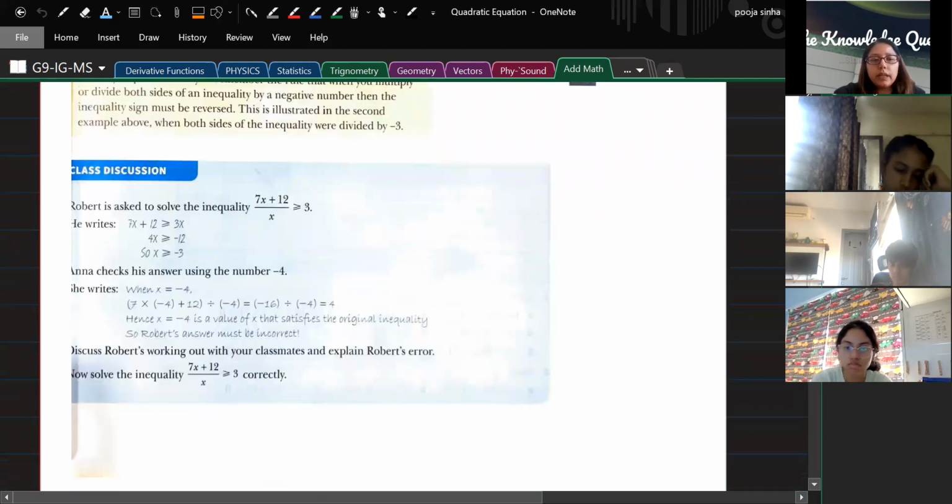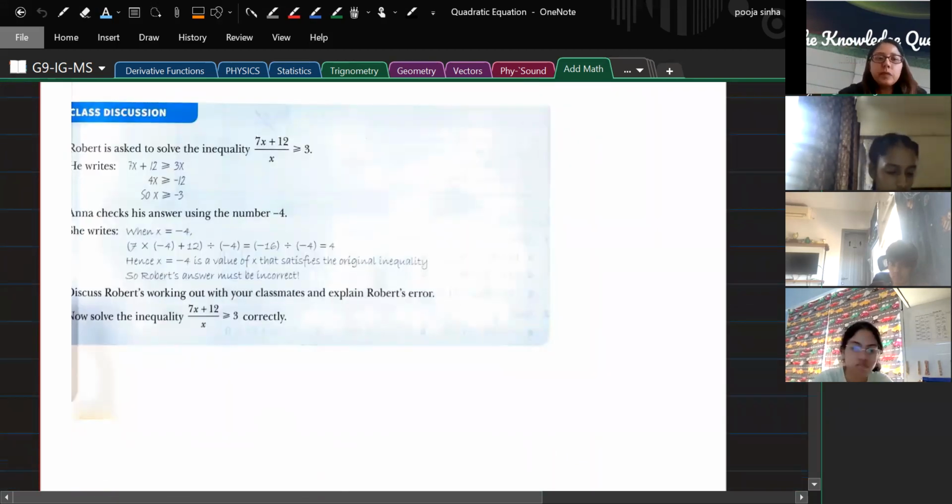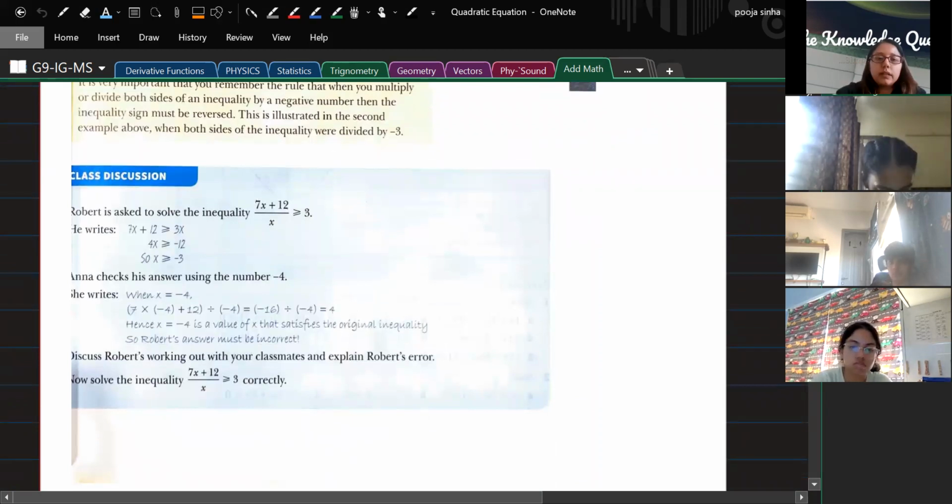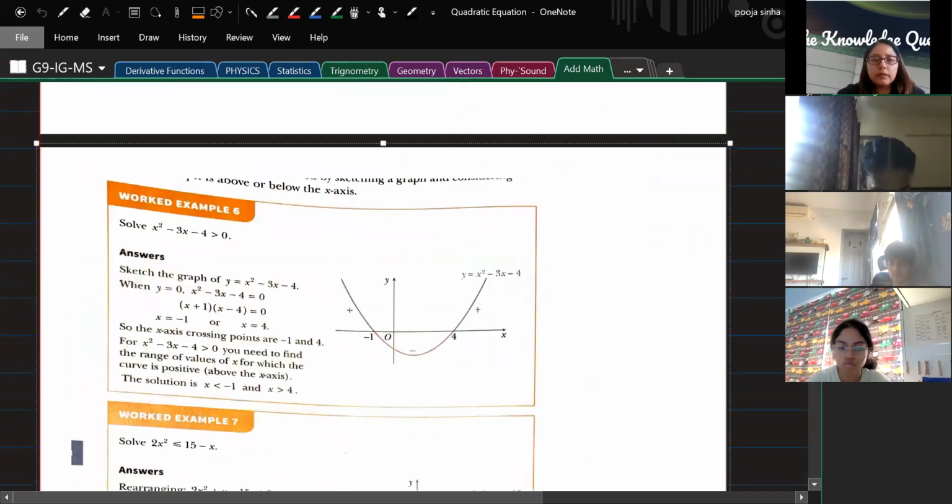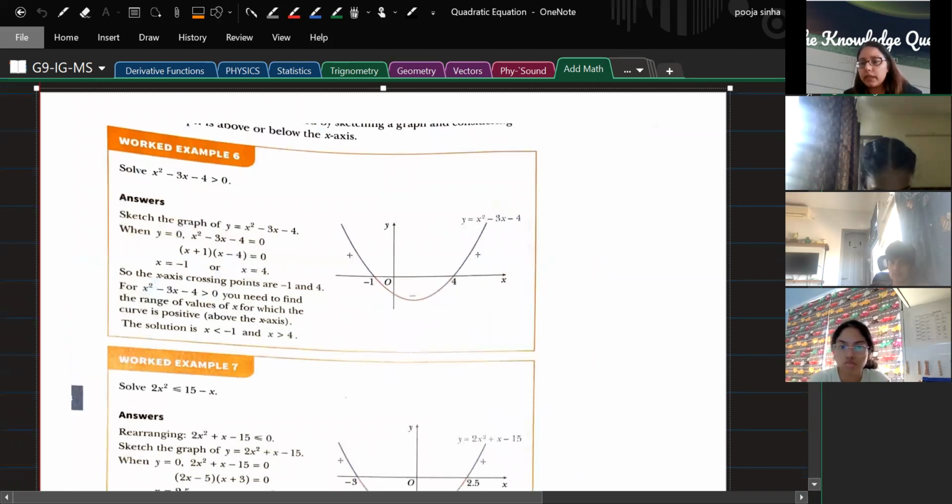Now, next is quadratic inequalities. We know how to solve an inequality, but how will we solve quadratic inequalities? The method is more or less the same, except that we are finding a range here. We are finding, that is called the domain, not the range. X values are the domains.